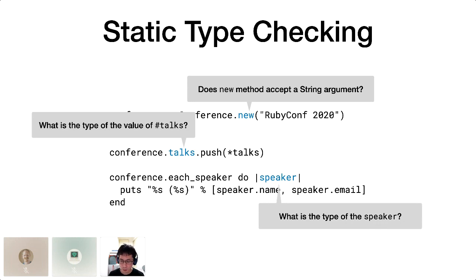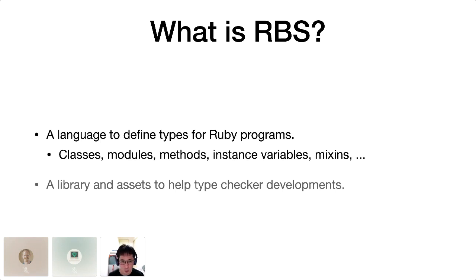And for static type checking, we introduce a feature of RBS. So what is RBS? It is a new language to define types of Ruby programs. It is to describe the API of a Ruby program, like the classes, modules, which methods are defined for each class, the instance variables, the relationships between the classes, like inheritance or mixins, constants, globals. Using RBS, we can define the structure of the Ruby program. It also means RBS is a library and assets to help type checker development. But today I focus on the RBS language.